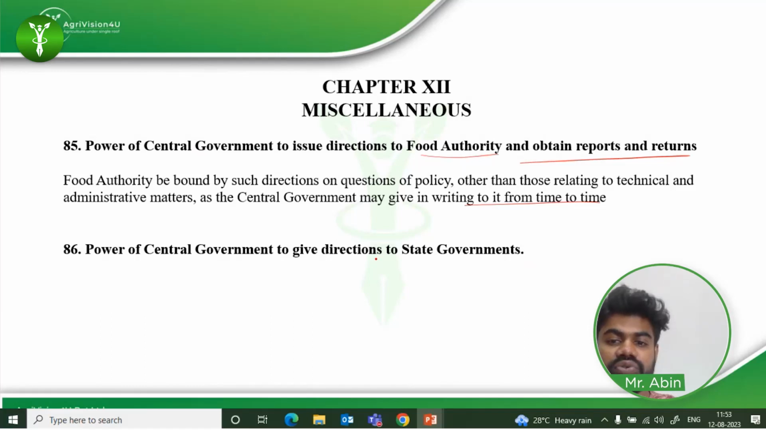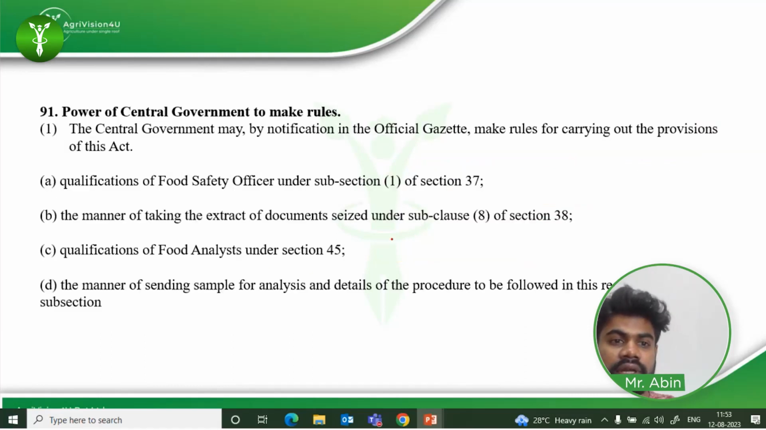Power of central government to make directions to state government. The previous one is the power of central government to issue directions to food authority; this is to state governments. 85, 86. 91, power of central government to make rules, which we have already seen, by notification in the official gazette, to make rules for carrying out the provisions of this act. Under this, the qualifications of FSO are specified, the manner of taking the extract of documents, the qualification of analysts, and the manner of sending samples for analysis. All this is specified under section 91 also.